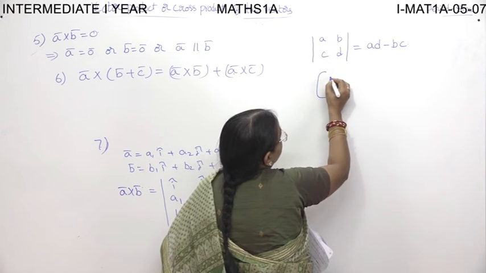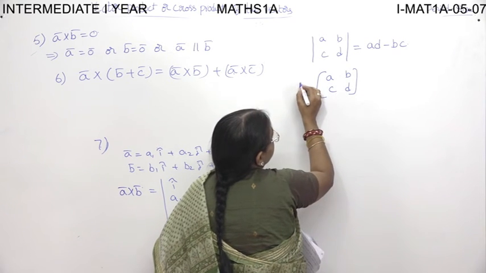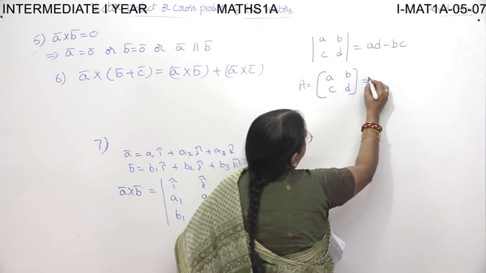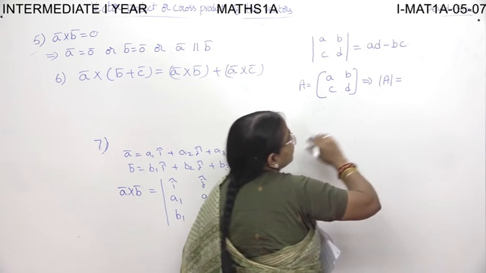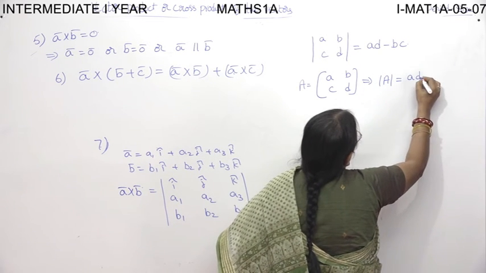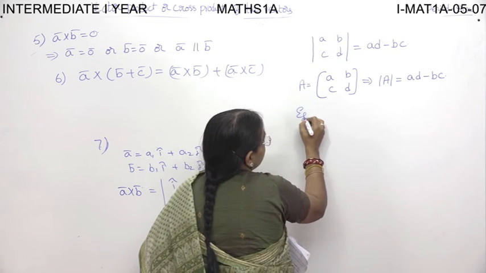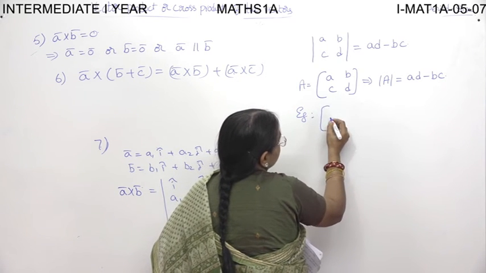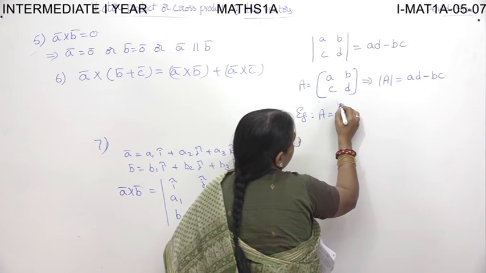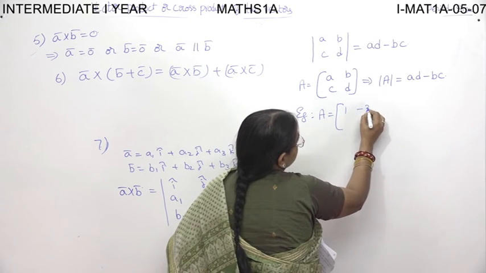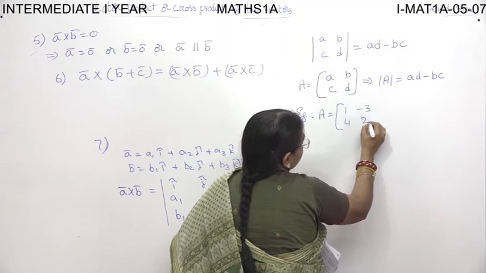Suppose I write the matrix A, B, C, D like this. Suppose this is the matrix A. Then we write this symbol: determinant of A is equal to AD minus BC. Okay. Now we'll take one example. Suppose I have a matrix A as 1, minus 3, 4, 1, 4, 3, 2 like this.